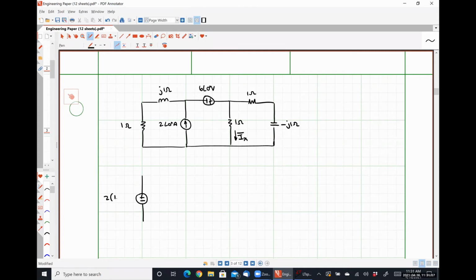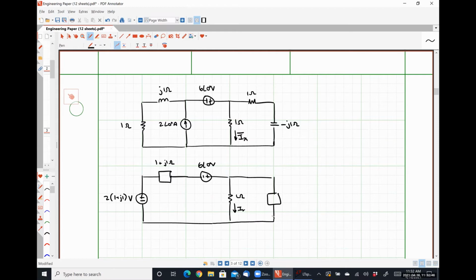let's see, this is going to be 2 times (1 plus j1), and the units on it are going to be volts because it's amps times ohms. That is going to be in series with, I guess I shouldn't draw that as a resistor because it's no longer a resistor. I'm just going to draw a box for a generic impedance having a value of 1 plus j1 ohms. I now have my 6 angle 0 degrees volt source. Here's my 1 ohm resistor. Here's my quantity Ix that I want. And over here, just to simplify things a smidge, I'm going to combine these two guys into a 1 minus j1 ohm impedance.